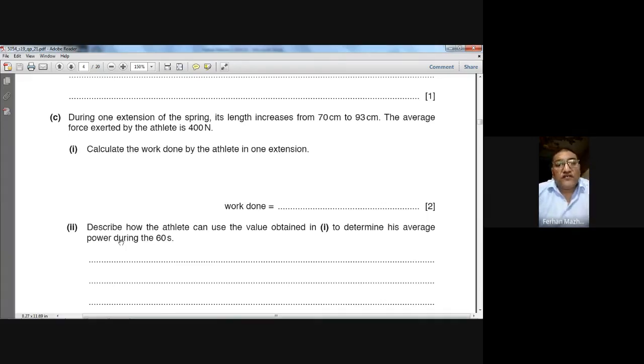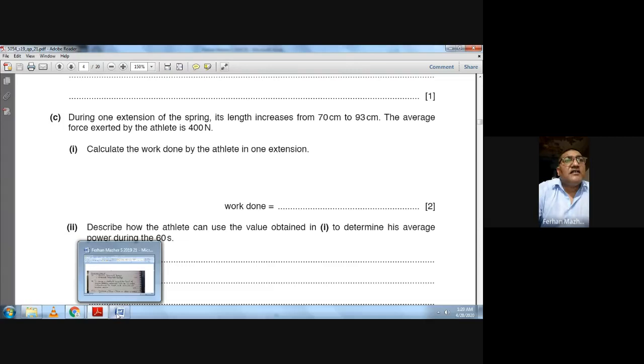You applied a force of 400 Newton and it moved the spring for 23 centimeter. You multiply them, you get the work done. But you see, in the formula of the work done, the distance must be taken in meters. To convert the 23 centimeter into meters, you have to divide it by 100. Let me show you the working.